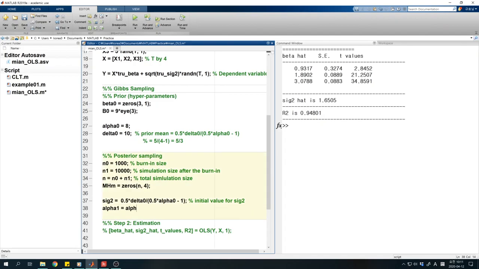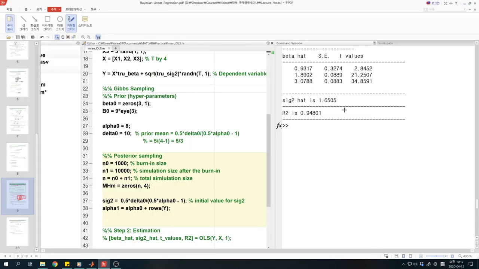Alpha 0 plus what? Sample size. Sample size is what? Rows of y. Right? Rows of y or rows of x. Okay. So then what's the next?